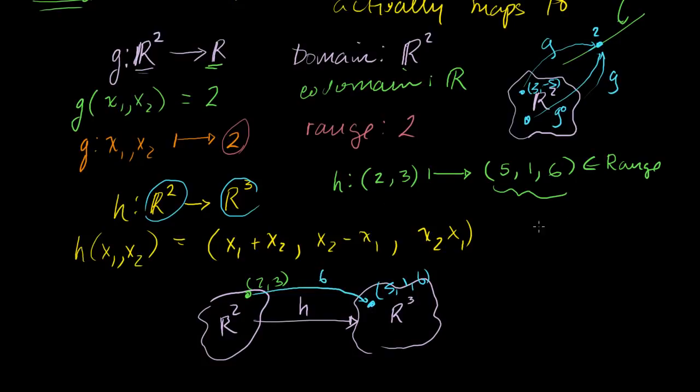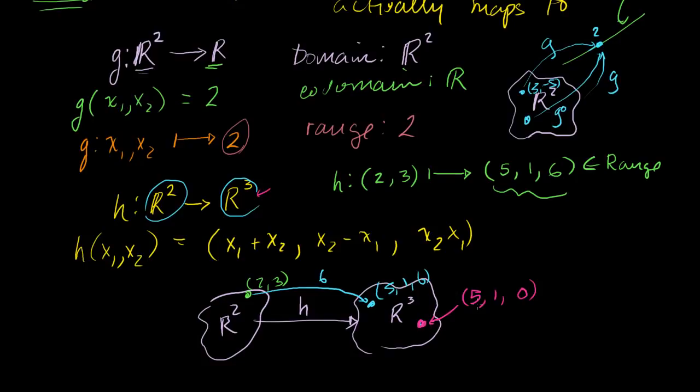Now, my question to you, if I have some point in R3, let's say this is the point 5, 1, 0. Is this point a member of the range? It's definitely a member of the codomain. It's in R3, and this by definition is the codomain. But is this in our range?